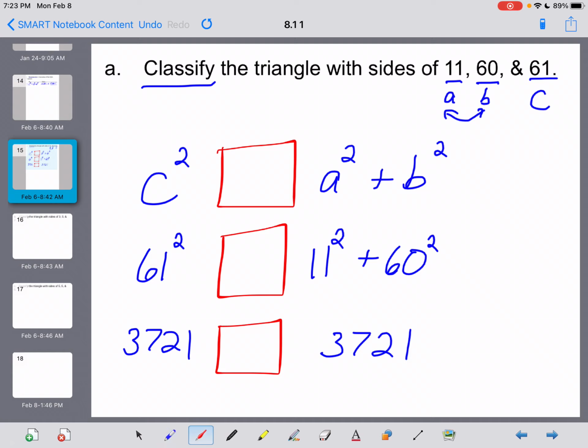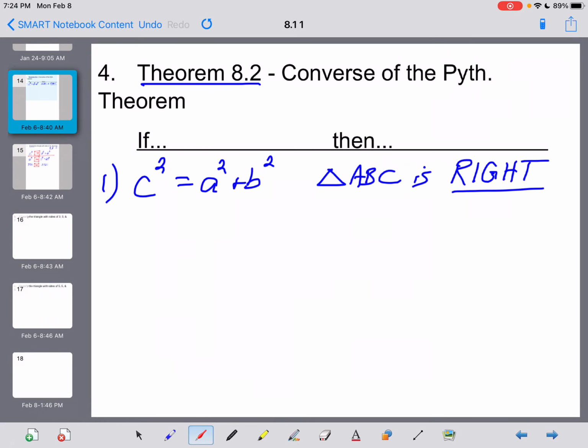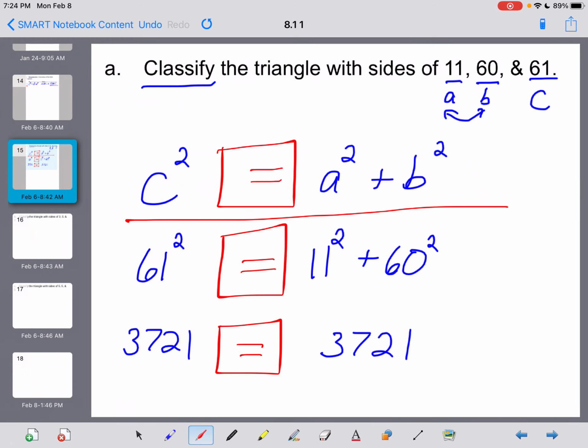Well, pretty obviously, 3721 is equal to 3721. So I'll just put an equals sign in the red box. And what we're looking at here is this case where c squared equals a squared plus b squared. That's exactly what we just wrote down. And this theorem, the converse of the Pythagorean theorem, tells us that if c squared equals a squared plus b squared, then your triangle must be a right triangle. So now we would go ahead and say that because it was equal, this triangle with side lengths of 11, 60, and 61 would have to be a right triangle.